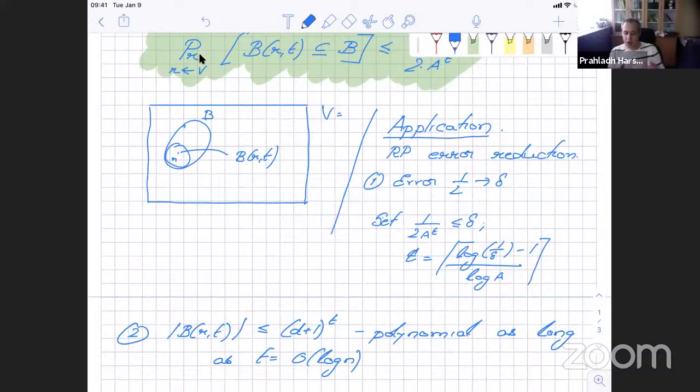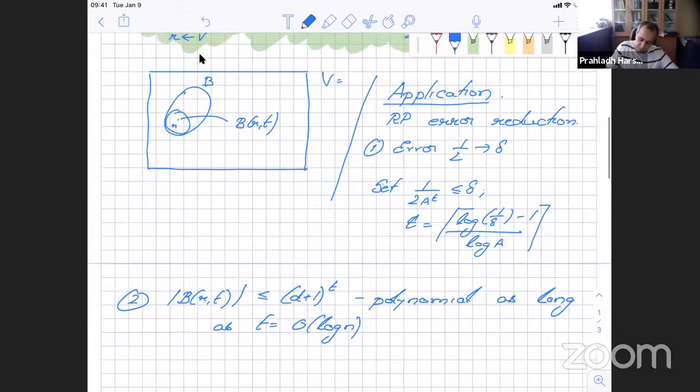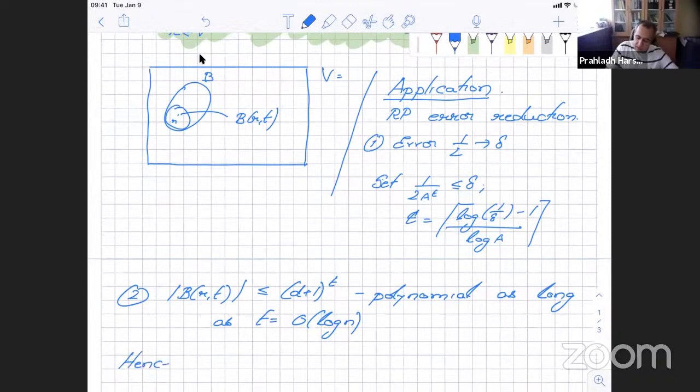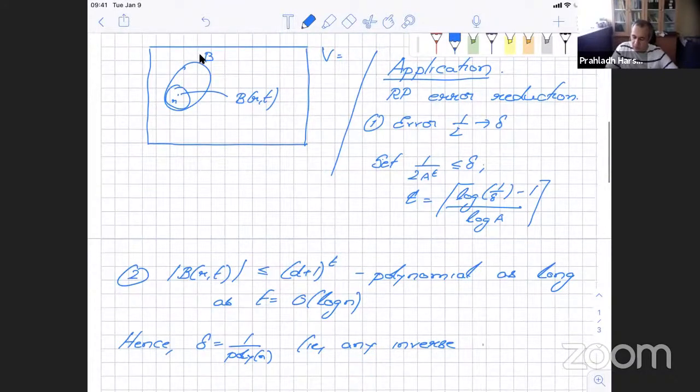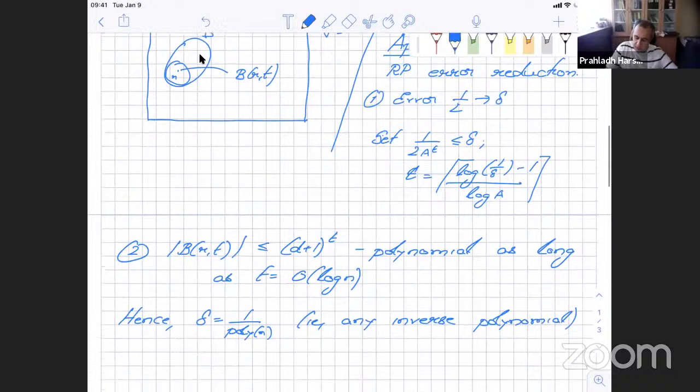So now 1 and 2 tell you: 1 tells you that you can get any error by taking t to be log(1 over delta) minus 1 by log a. a is constant, d is constant. Remember the way we construct the graph, a is constant, d is constant. Therefore, we can set delta to be any inverse polynomial. That is, delta being 1 over polynomial, any inverse polynomial, is achieved. You can't do better than that. You can't make it smaller than that. Any inverse polynomial is achievable by the above.